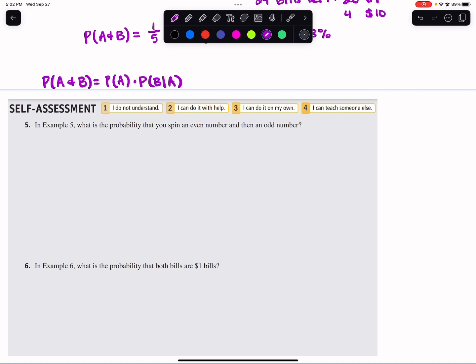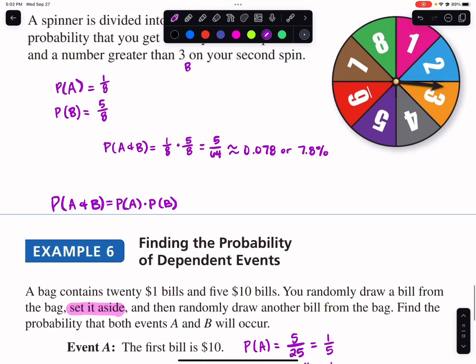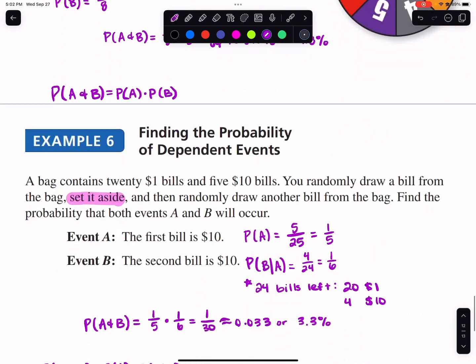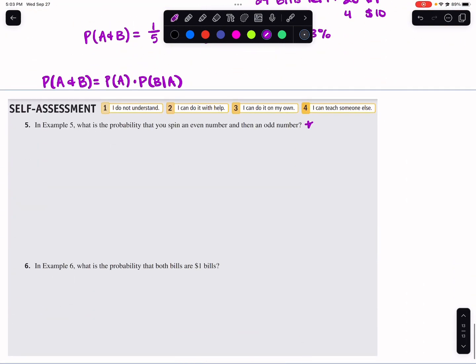All right, let's check number 5 and 6. Number 5, in example 5, what is the probability that you spin an even number and then an odd number? Looking at example 5, we already determined that they're independent. So I'm going to make a note right here. These are independent, which means I'm going to use the formula P of A and B, the probability of them both, is just P of A times P of B.